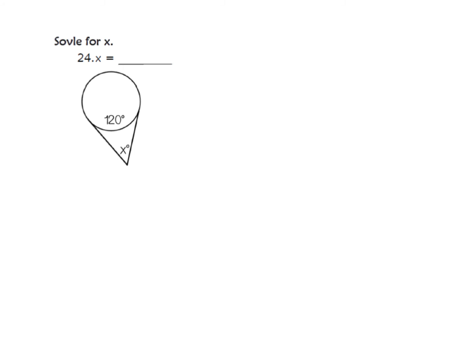All right, the next one, this is the one that I would draw to look like a kite. So if that arc is 120, that means my central angle is 120. Don't forget I have right angles here. So my x there is going to be 180 minus 120, which is 60 degrees.